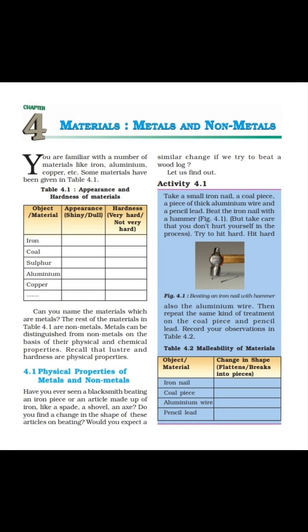Good morning students. In the last period, your chapter number 12, Friction, was completed. Today I am going to start your chapter number 4, Materials: Metals and Non-metals. In this chapter you will learn about physical and chemical properties of metals and non-metals, and uses of metals and non-metals. Now see the chapter.